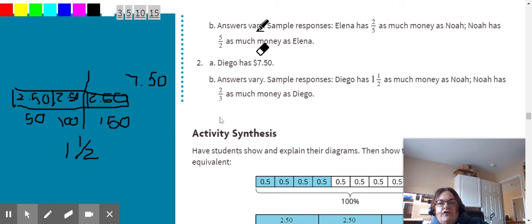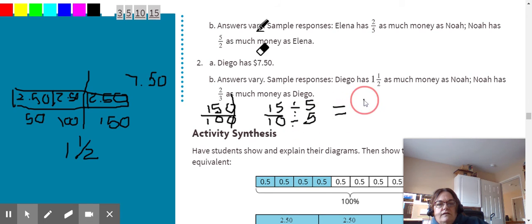And I try to show them, if you're going 150, remember percents, 150% is always out of 100. So I show them this, and then we discuss it. You can cancel out the zeros, and that makes it 15 out of 10. You can simplify that by dividing by 5, which is 3/2, which is an improper fraction, and if you ask them to convert that to a mixed number, you're going to get 1 1/2.